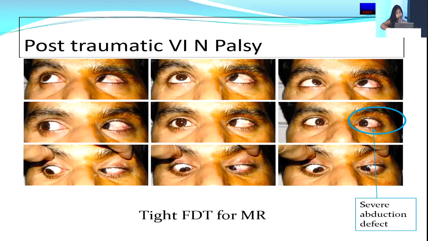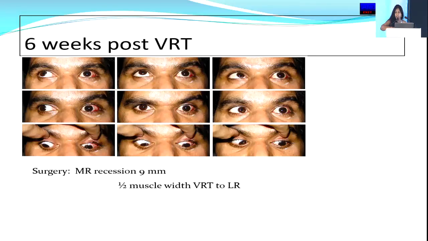This is another case of post-traumatic sixth nerve palsy. Here also you can see a severe abduction deficit, and the FDT for medial rectus is tight. So what do you do now? If you do a full rectus transposition, you still have a risk of anterior segment ischemia because you need to recess the medial rectus.